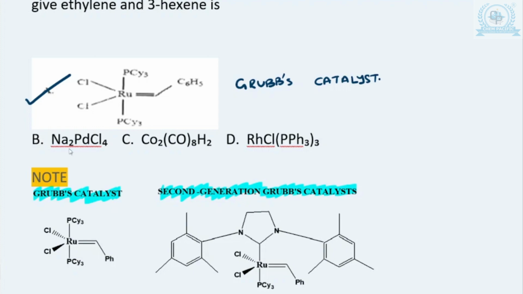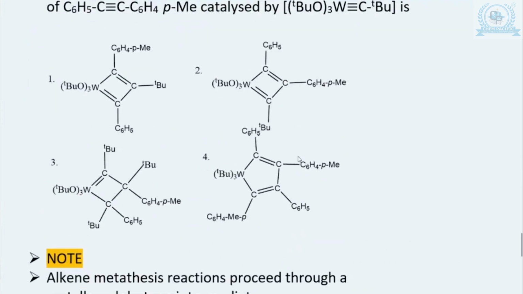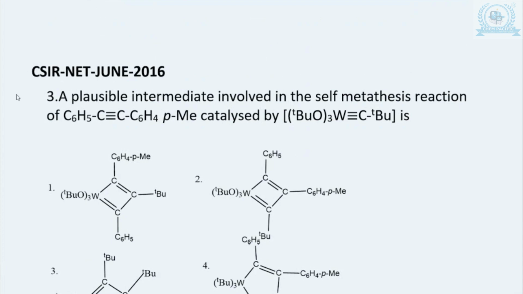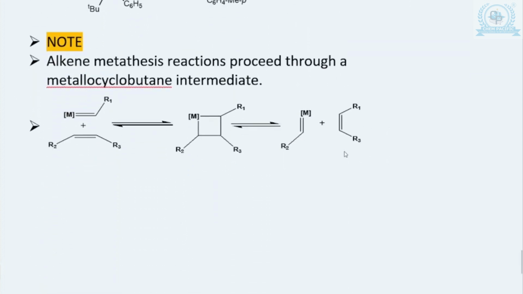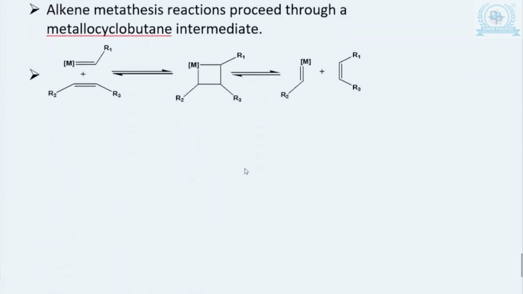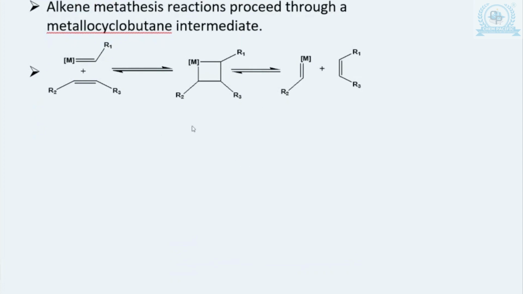Okay, now let us discuss with this one example, a possible intermediate. So a possible intermediate, they are saying, involved for the self metathesis reactions in this. So these are the two reactants catalyzed by this. They are asking for the product. So what is going to be the product? Now let us solve this. So this is nearly an example of alkene metathesis, actually alkene metathesis, and this proceeds by the same mechanism we are going to follow over here.